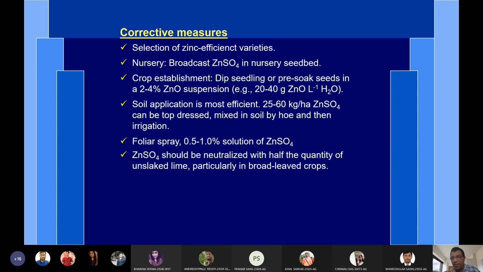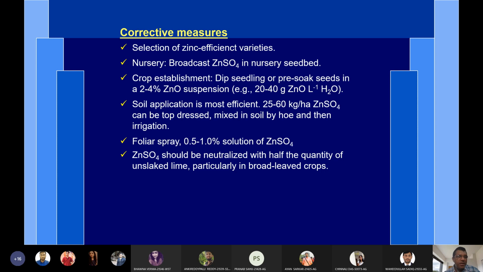Selection of zinc efficient varieties. In nursery, broadcast zinc sulfate in the nursery seed bed. So one can go for broadcasting of zinc sulfate in the nursery seed bed. Crop establishment: at the time of transplanting, dip the seedling or pre-soak the seed. You can make a solution of the zinc sulfate and put your seed in it before sowing in the nursery or in the field. So one can prepare 2 to 4% zinc oxide suspension.